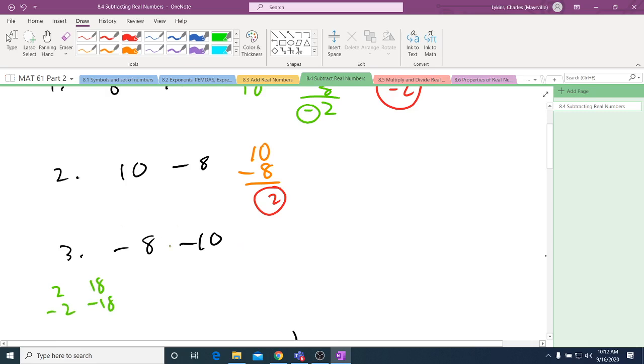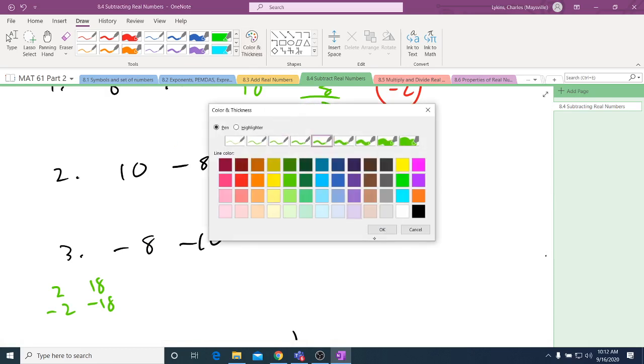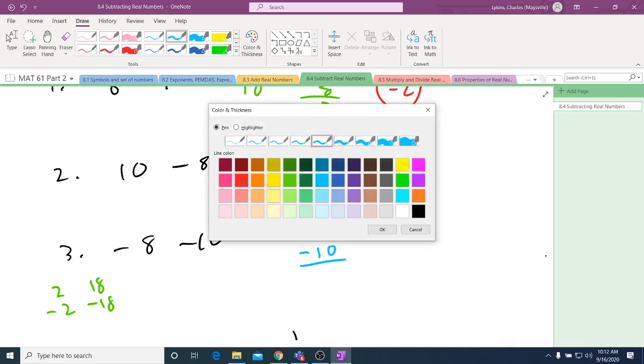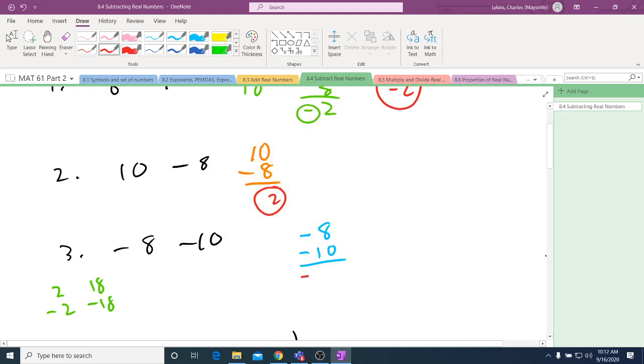And I always hear, well, don't two negatives make a positive? That only works in multiplication and division, and this is not a multiplication or division problem. This is an addition and subtraction type problem. So what we do is we stack it. Negative 8, negative 10, and just like in our other section, adding real numbers, I've got 2 negatives, so I know my answer is negative. So if you owe me 8 and owe me 10, you owe me 18.